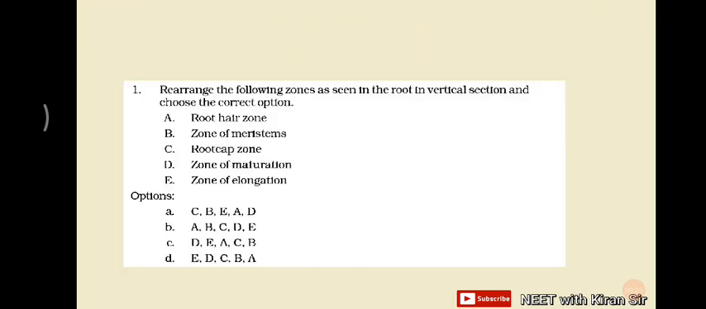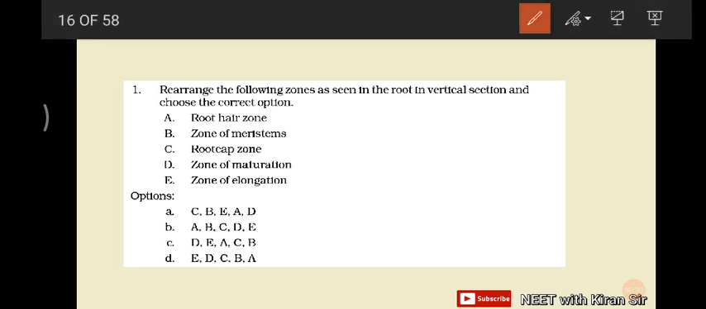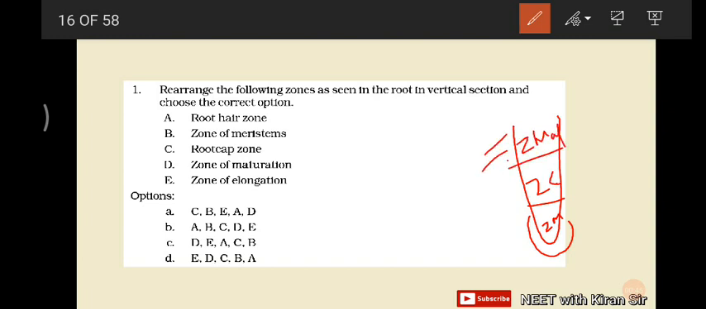Okay, so we'll begin with the MCQs. First one. Rearrange the following zones as seen in the root in a vertical section and choose the correct option. First I will draw the root here. So here it is the root cap, then the zone of meristematic, then the zone of elongation, and last the zone of maturation, where we find the root hair. So here they have given the options.